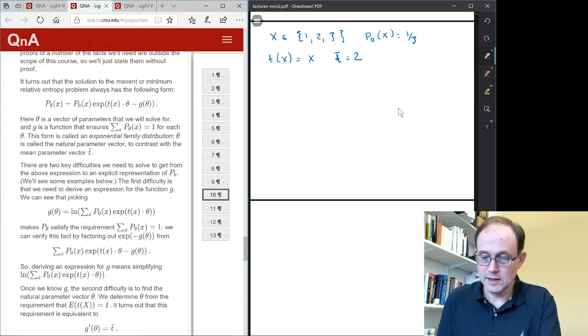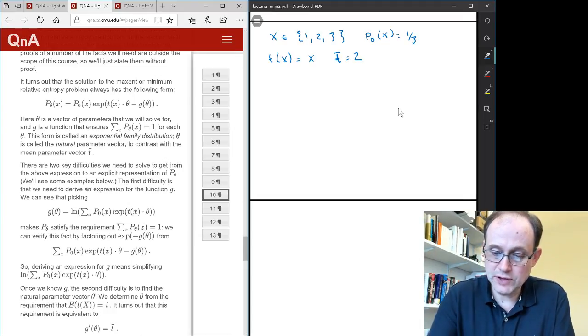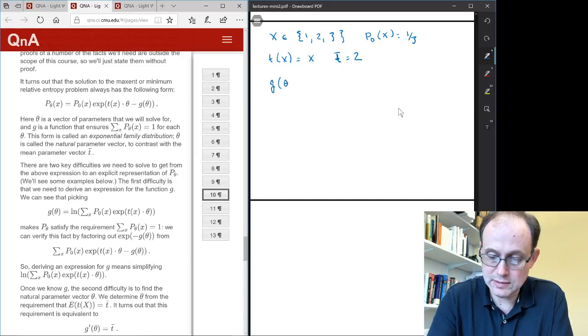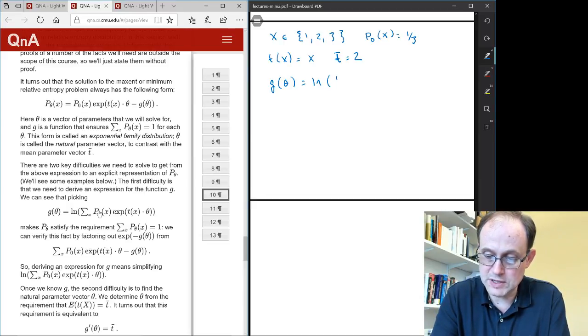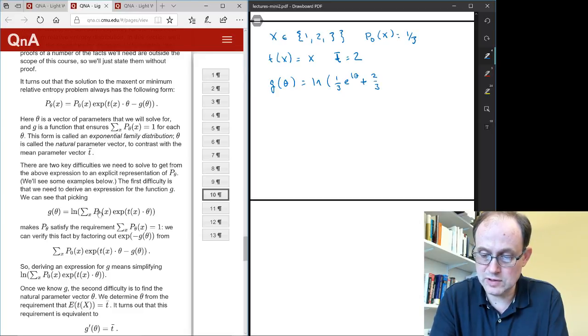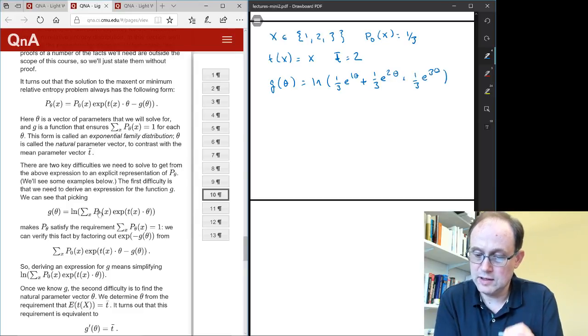The first thing we have to do is work out g of theta, and according to this expression, g of theta is equal to the log of 1/3 times e to the t of 1, which is 1 times theta, plus the same thing for 2, where 1/3 is the probability of 2, e to the 2 theta, plus 1/3 e to the 3 theta. All right, so that's g of theta.